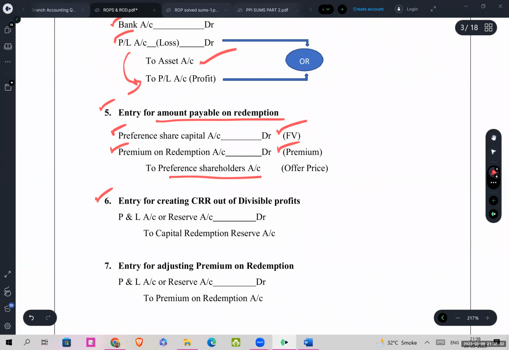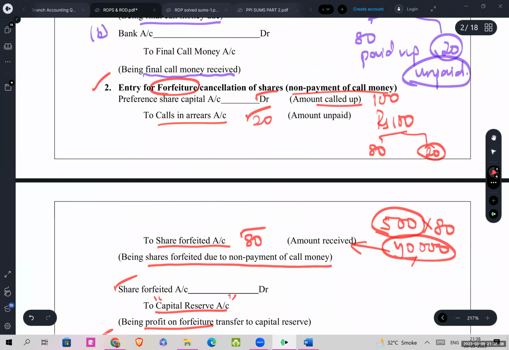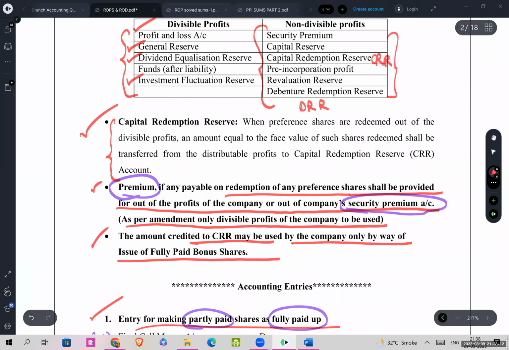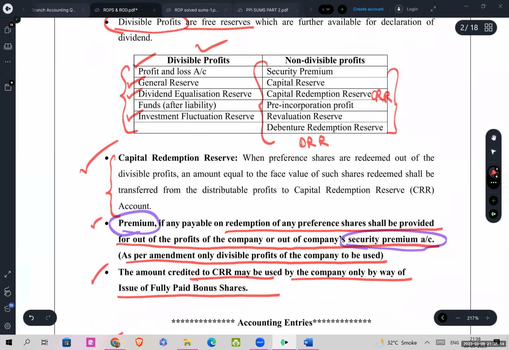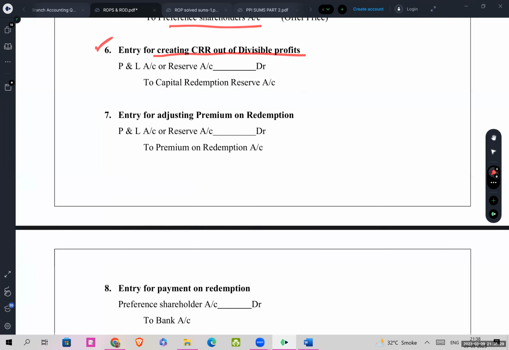Then entry for creating CRR out of divisible profits. CRR का एक special mention था, so let me take you back to that. CRR. When preference shares are redeemed out of divisible profits, an equal amount to the face value of such shares redeemed shall be transferred from distributable profits to CRR. Okay?